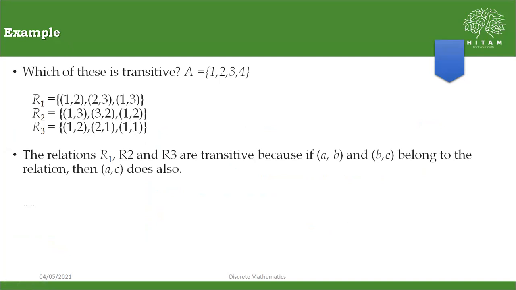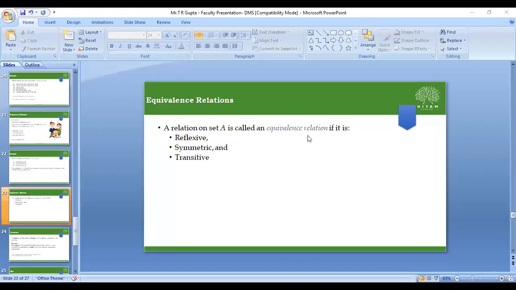A relation R is said to be transitive if A is related to B, B is related to C, then A is related to C. So that type of property we call a transitive property. And finally, what is a relation? A binary relation.